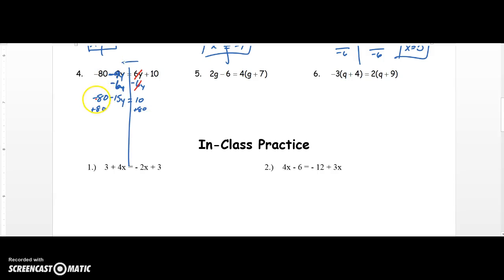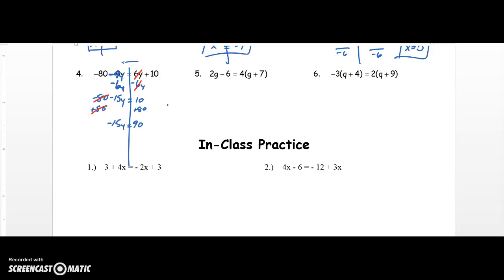You have to add 80 on both sides now. So let's go left to right and read it. Negative 80 and 80 cancel out. We're left with negative 15y equals a positive 90. So now we have negative 15y equals 90.